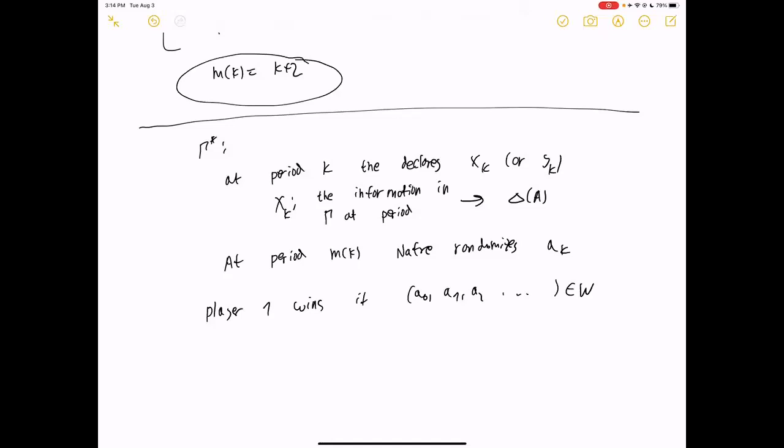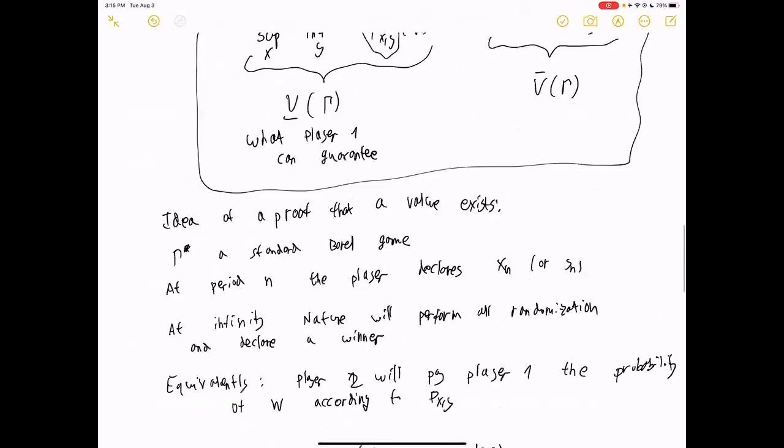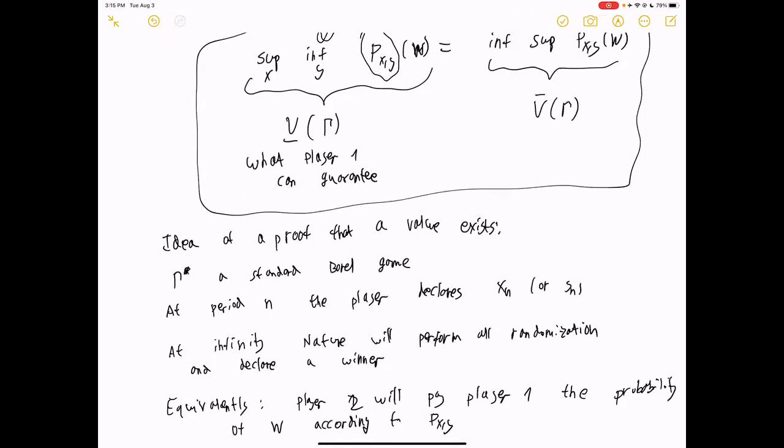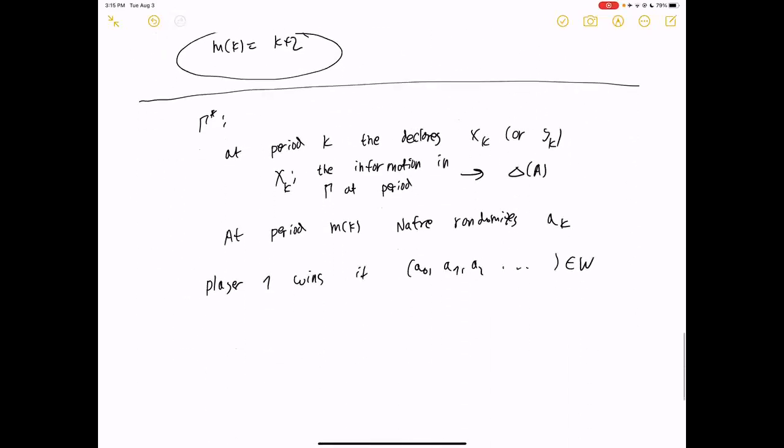Eran, what is the difference between the two? What is the difference between this gamma star and the previous gamma star? So in the previous gamma star, at infinity, nature performed all the randomizations. Yeah, I understand this, but why does it matter to the players?